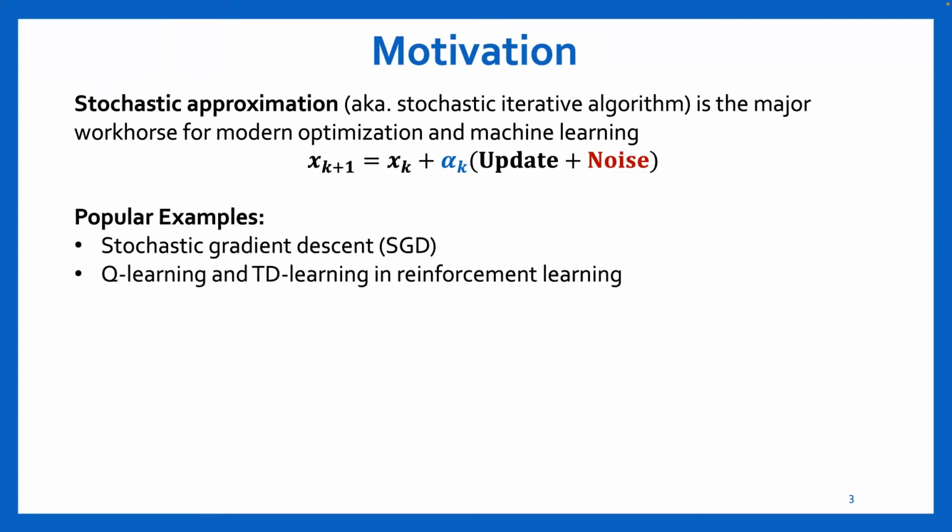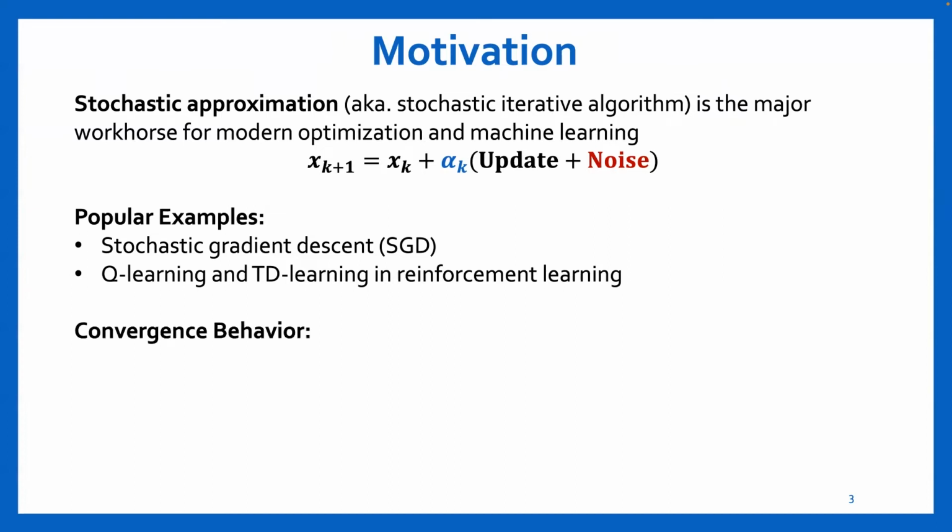There are many popular examples of stochastic approximation. For example, if my update is the minus gradient of some objective function, then this is the popular stochastic gradient descent for minimizing f. This arises in optimization and also deep learning. In reinforcement learning, popular algorithms such as Q-learning and TD learning can all be modeled by stochastic approximation algorithms for solving the Bellman equation.